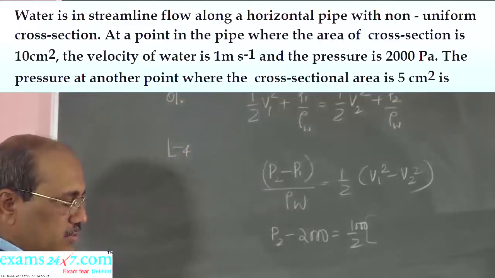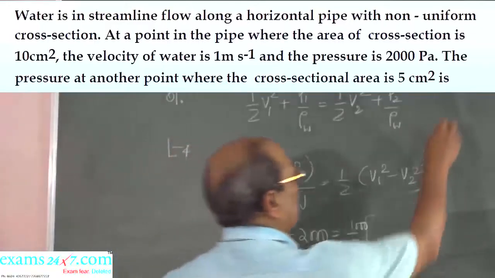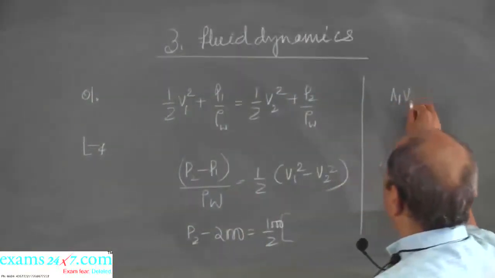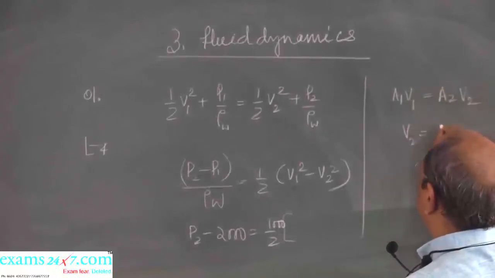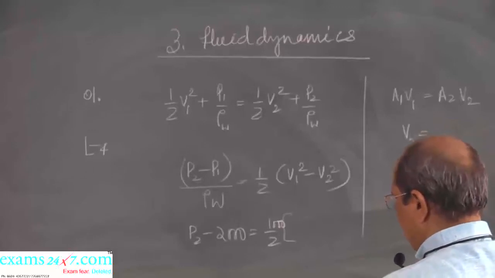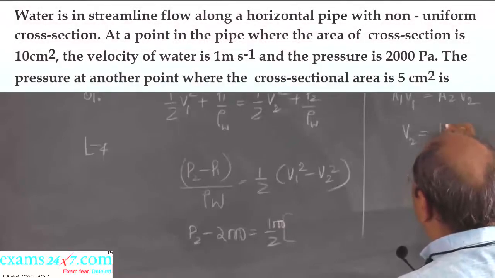10 centimeters square area is given, with 1 meter per second. You note the velocity. I have to go to understand V1 and V2. A1 V1 equals A2 V2. Therefore V2 is equal to A1, 10 centimeters square, is 1 meter. The pressure at another point where the cross section area is 5 centimeters square.